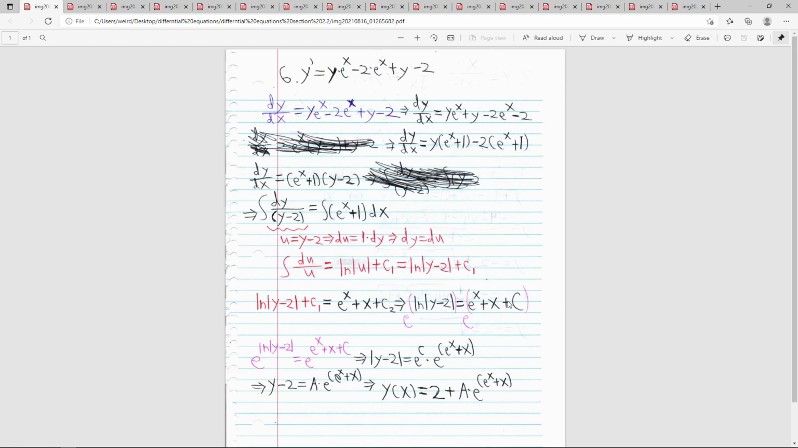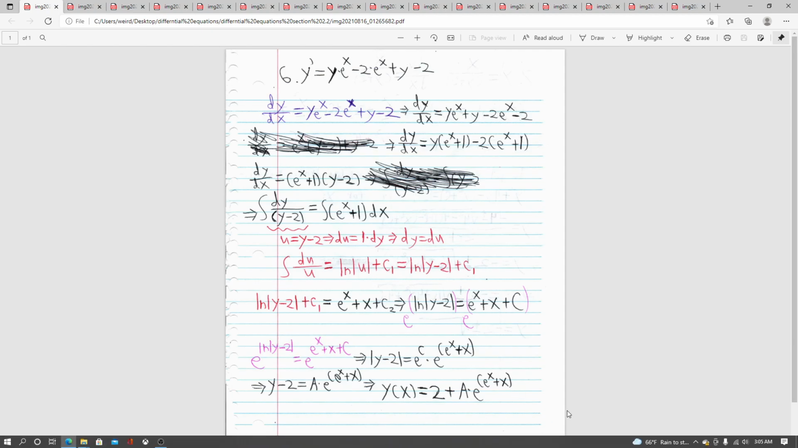And then we can simplify down, make it one constant on the right-hand side, and we raise everything up, and eventually we get absolute value of y minus 2 equals e to the c times e to the e to the x plus x. Then we have y minus 2 because we get rid of the absolute value, and you have the constant a. So y of x equals 2 plus a times e raised to the power e to the x plus x. Yeah, you can have that sometimes.